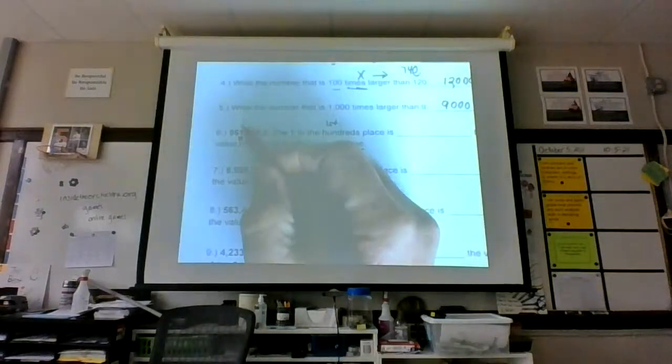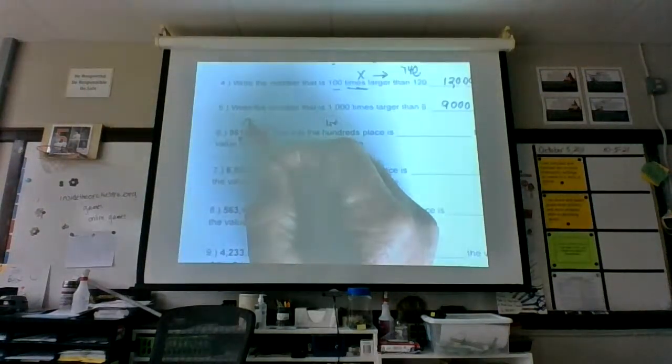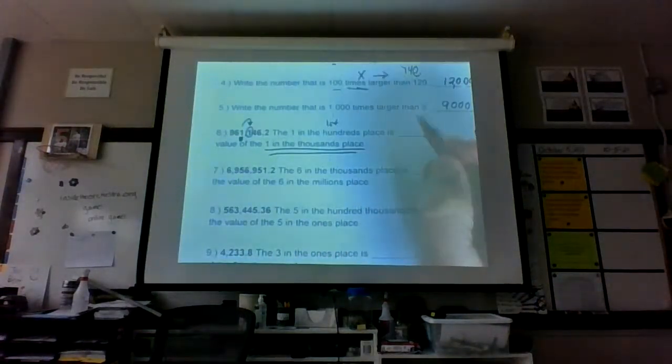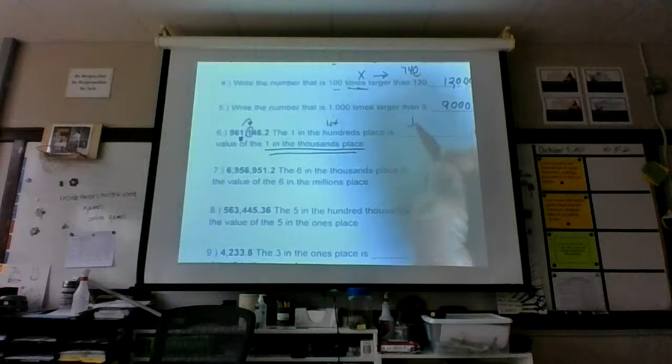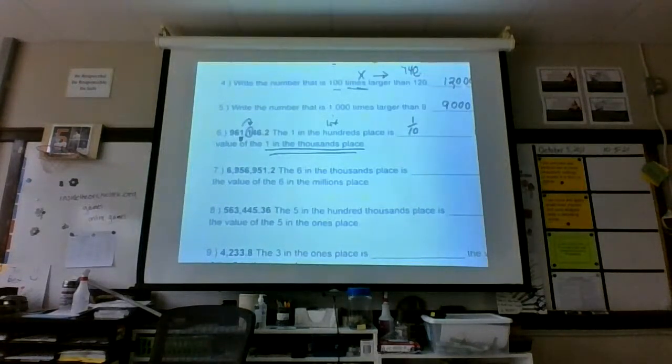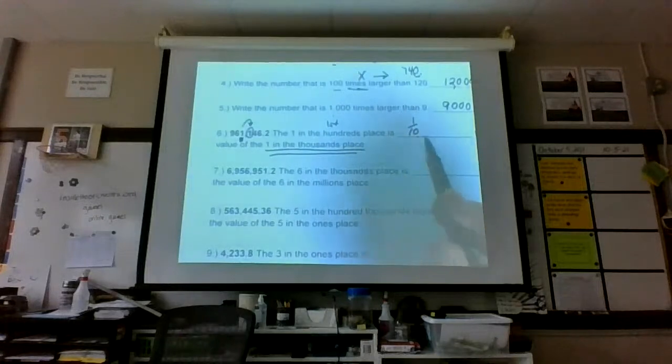Okay, and John says it's gonna be 1/10. John, tell him why you know it's gonna be 1/10. Because it's one hop. One hop, okay? So my answer is gonna be that the one in the hundreds place is 1/10 of the one in the thousands place. Good job, good work, John. So that's 1/10 of the value.